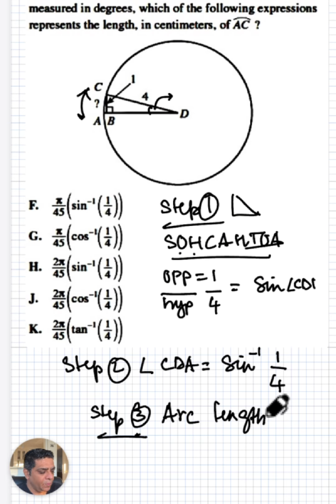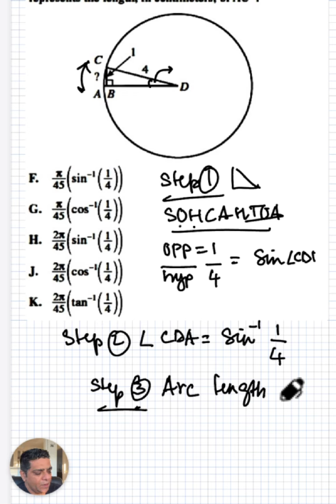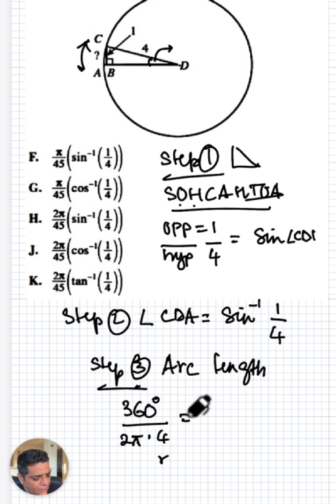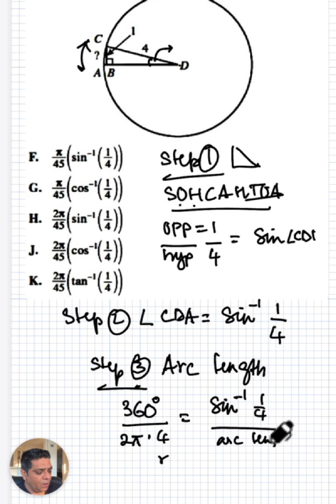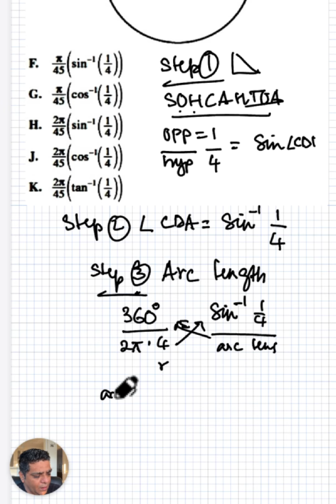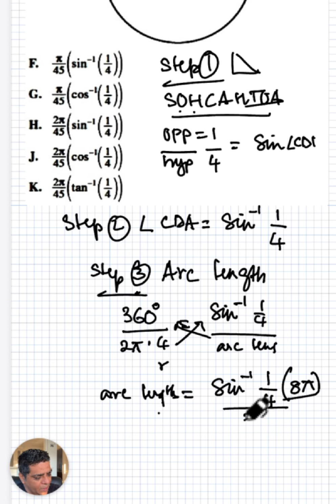So we're going to set up a simple ratio proportion where we say if we go all around the circle, 360 degrees, is representative of 2 pi times the radius, which is 4. And that is proportional to this angle CDA, which is sine inverse 1/4, and we need the arc length. So now we simply cross multiply, and the arc length is going to be equal to, we can try to simplify some of this, sine inverse 1/4 times 8 pi divided by 360 degrees.